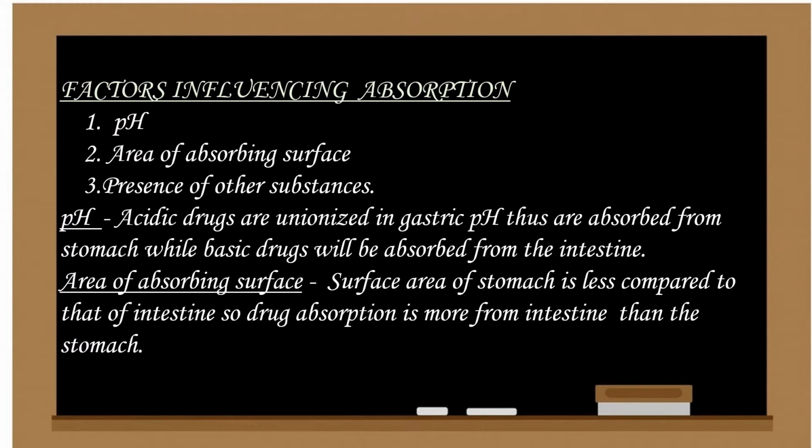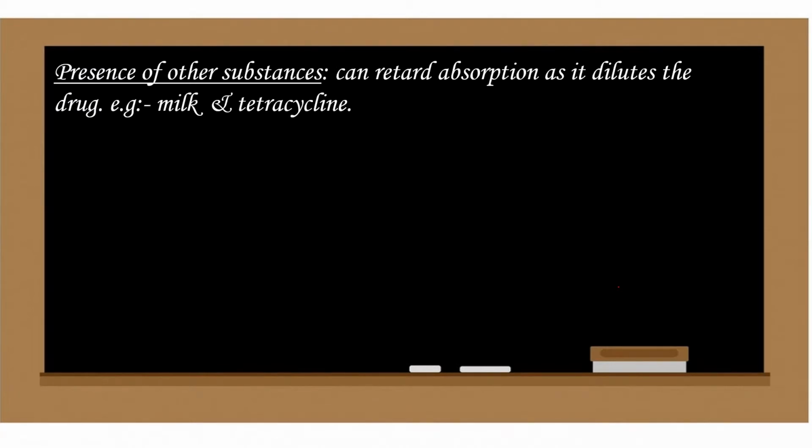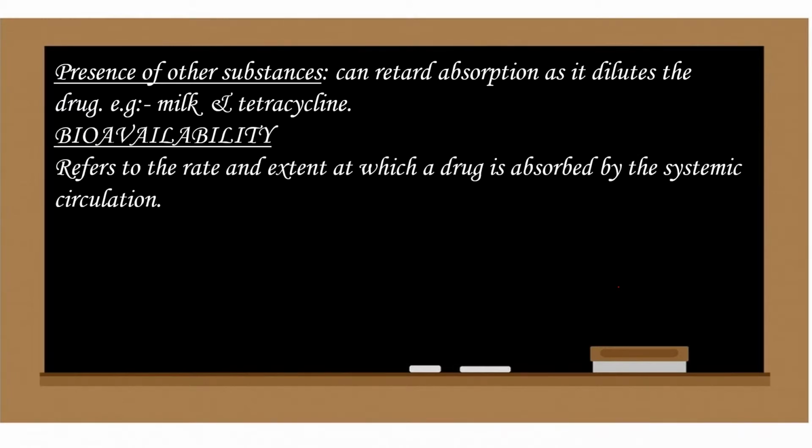Area of absorbing surface. Stomach has lesser surface area compared to that of intestine. So absorption will be more from intestine than that of the stomach. That is, larger the surface area, greater will be the absorption. Presence of other substance can either increase or decrease absorption. Milk and tetracycline is an example for decrease in absorption, as tetracycline can form poorly absorbable drug complex with the calcium in milk. And all these factors have given way to the concept of bioavailability.